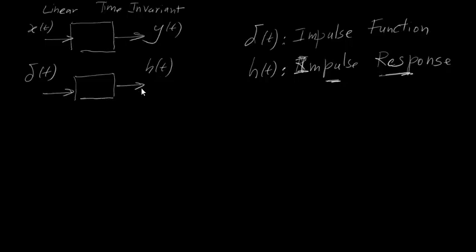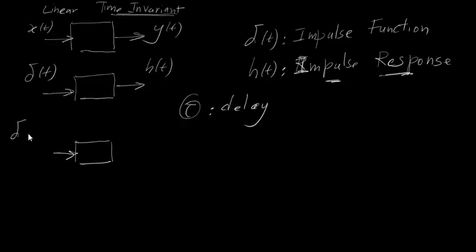Okay? Now, let's say that instead of applying delta at time t, we're going to just delay it by a certain interval. We're going to call it tau. So tau is simply a delay. Now, knowing that our system is time invariant, that means if I put here delta delayed by a certain amount tau, the output should be the same, except that it's also delayed by the same amount. All right? So far, so good.